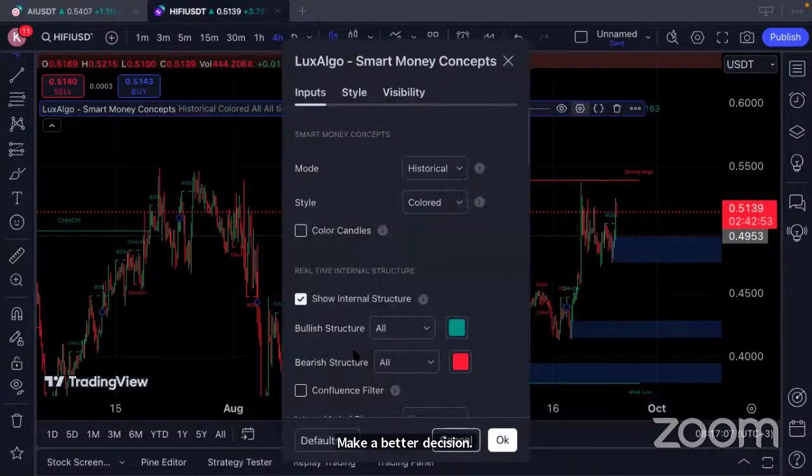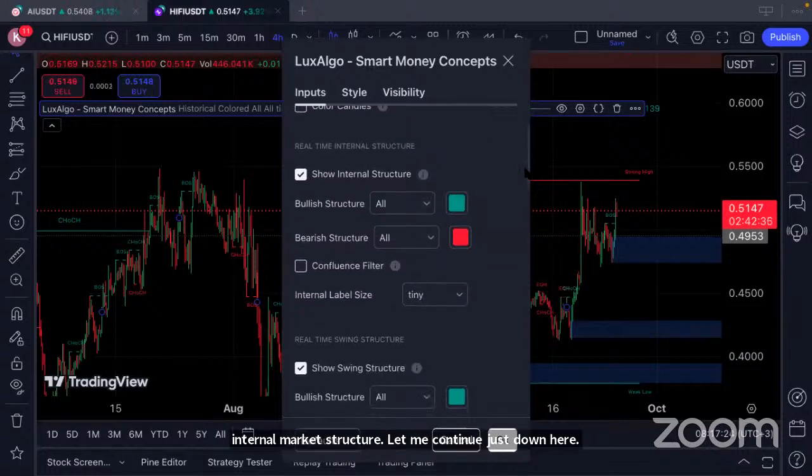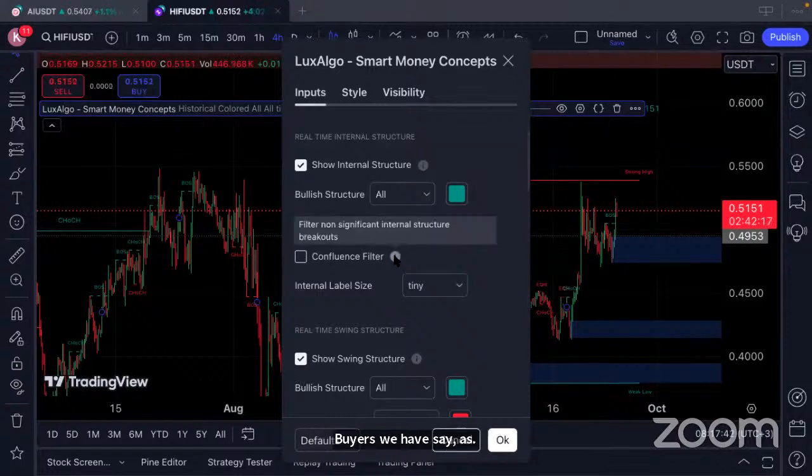Okay, so let's continue. Now, this is real-time structure. Let us just understand here. It displays an internal market structure. Let me continue just down here. With an internal market structure, what is happening? Do we have buyers? Do we have sellers? And now here, this is a confluence.